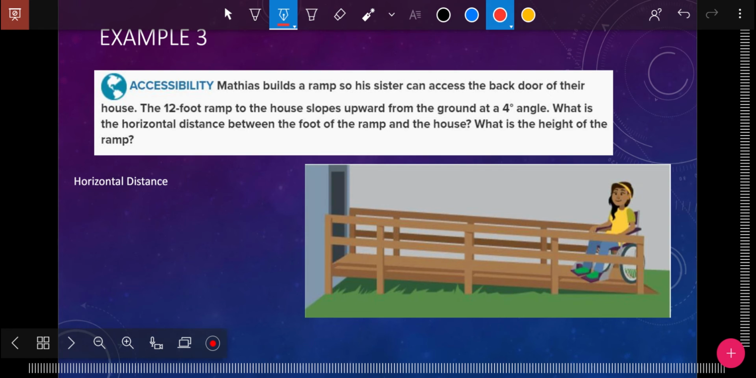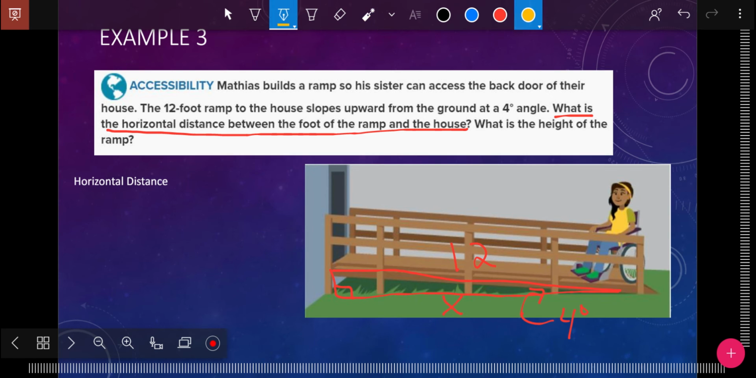All right, so Matthias built a ramp so his sister could use the back door. The ramp is 12 feet. So this ramp right here is 12 feet. Now, it also makes a nice little right triangle with the ground. And he made the angle right here 4 degrees. And so there's 2 questions here. We're going to break them into parts. What is the horizontal distance from the ramp to the house? So this distance, the horizontal distance.